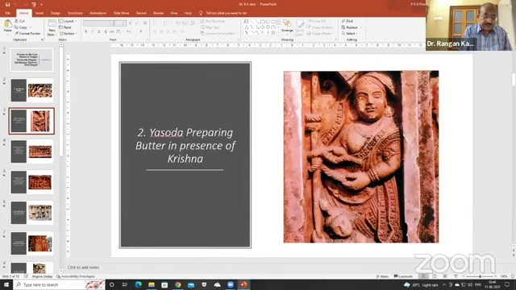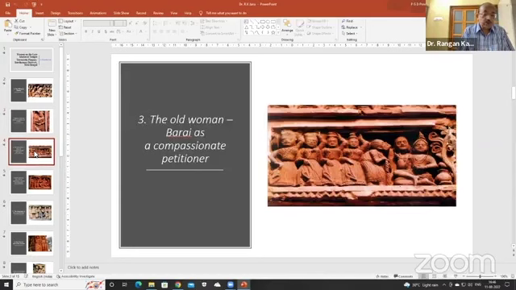The foster mother preparing butter in presence of child Krishna. Figure number 3. The depiction of Barai, the old woman with the gopinis before Krishna as a compassionate petitioner. It shows artisans working sensitively to carve the old woman.